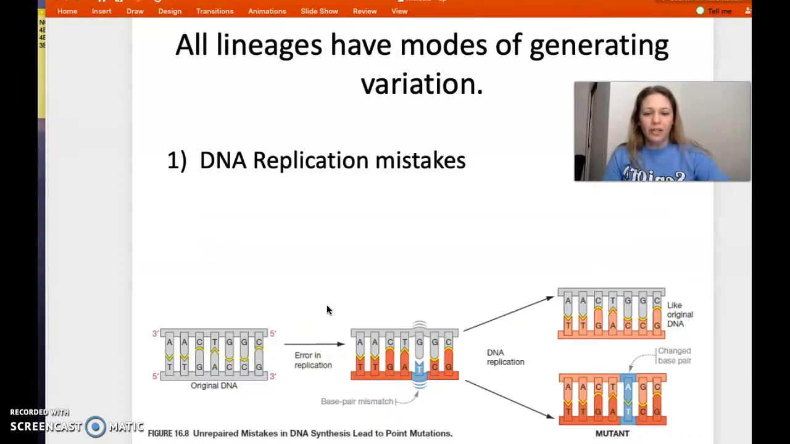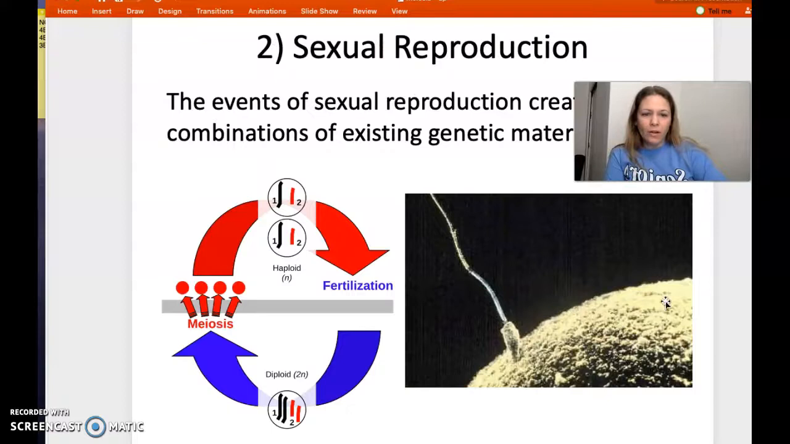So one way to do it is with mistakes in DNA replication. You might remember that there's an enzyme that goes through and checks the new copies of DNA, makes sure that there are no mistakes, and repairs those, but sometimes it doesn't catch them. And that can actually be helpful if the variation creates a situation that's helpful for the offspring. So DNA replication is one way we can get variation. Another way is through sexual reproduction.